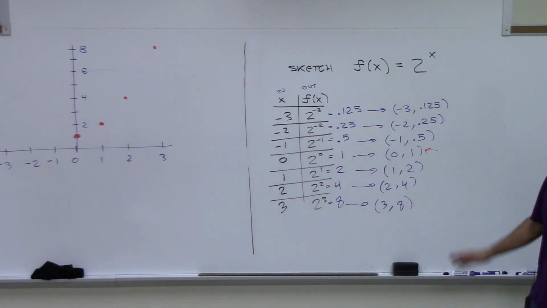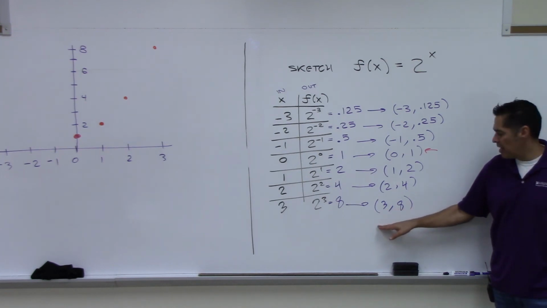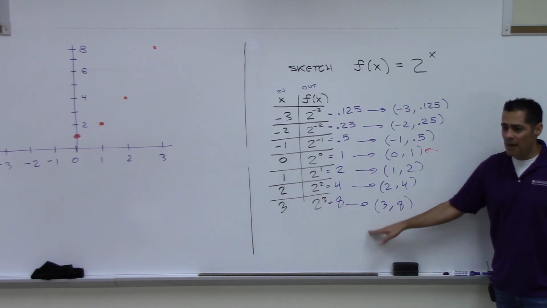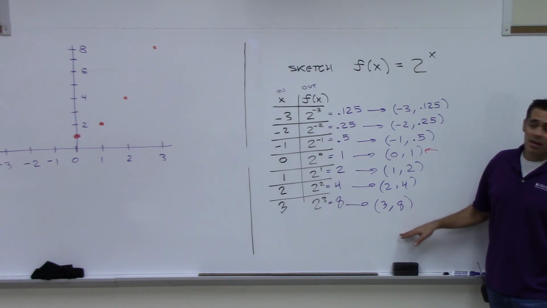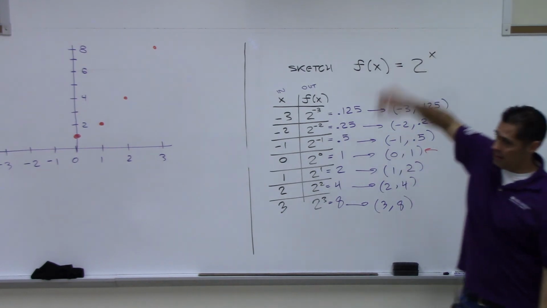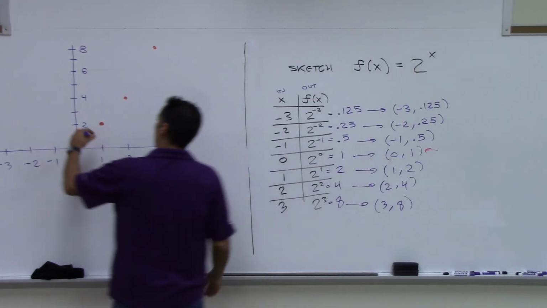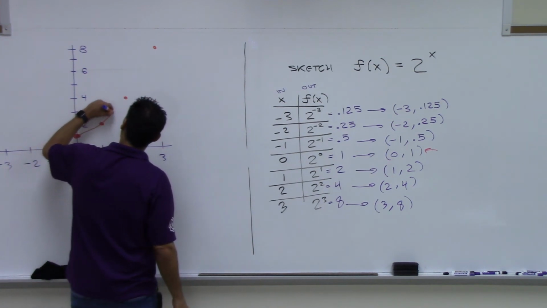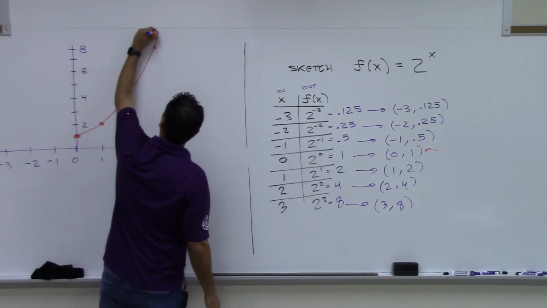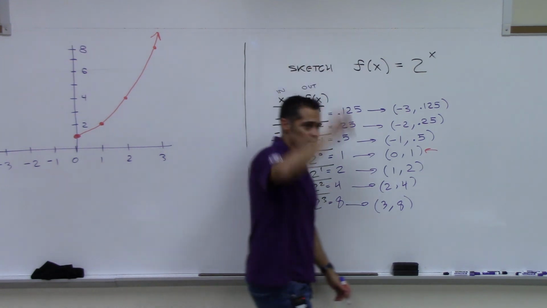What would continue to happen if I went 4? I would get 16, right? 5, I would get 32. So it's taken off, right? It's like whew, going. So this graph so far looks like it goes like this and just takes off, right? Grows very quickly.